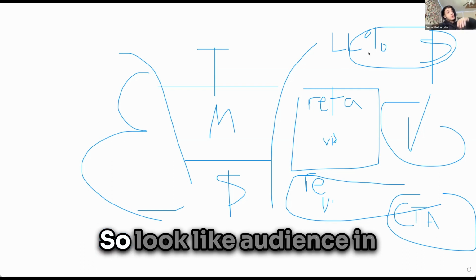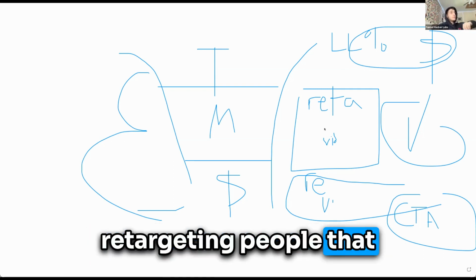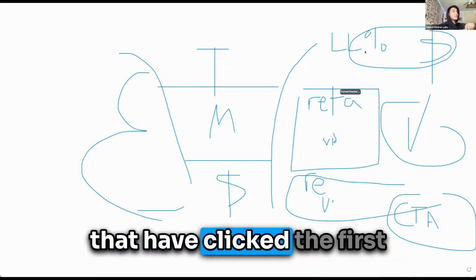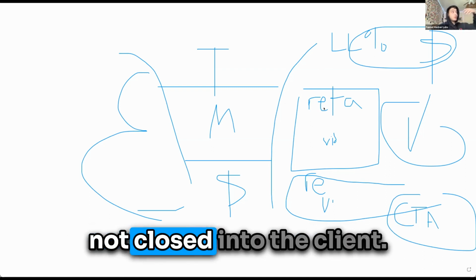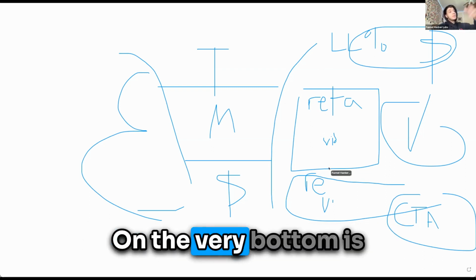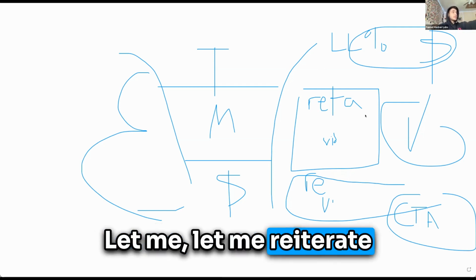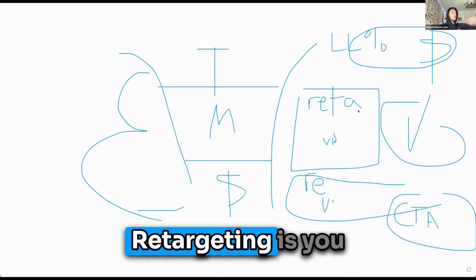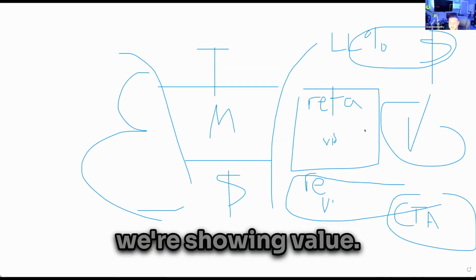So, lookalike audience at the very top of the funnel. In the middle of the funnel, you're going to retarget people that visited the website, or clicked the first part of the funnel but have not converted into a scheduled appointment or closed into a client. My bad, let me reiterate this a little more. Remember, on the top of the funnel we're showing the price. In the middle of the funnel, retargeting, we're showing value.